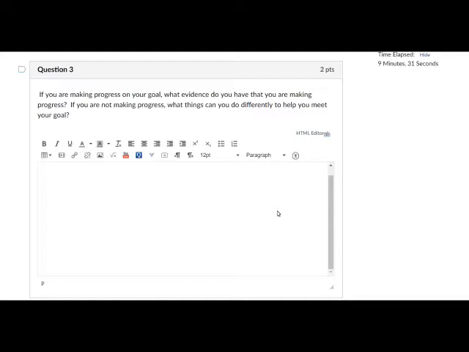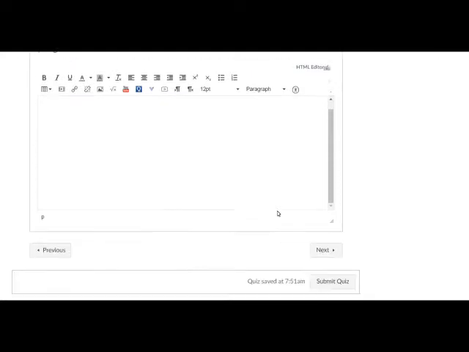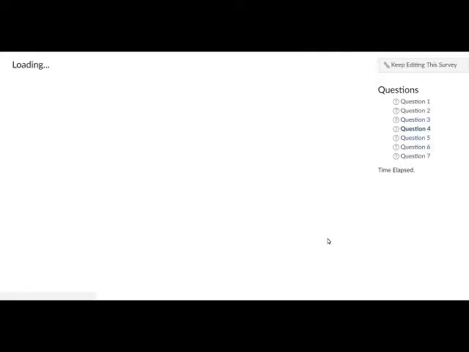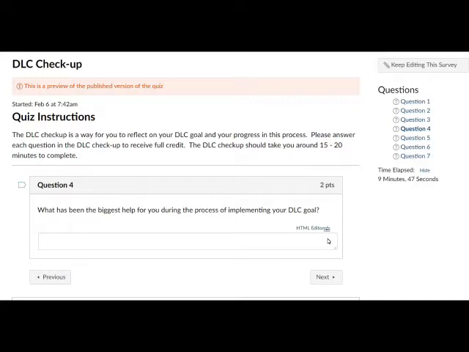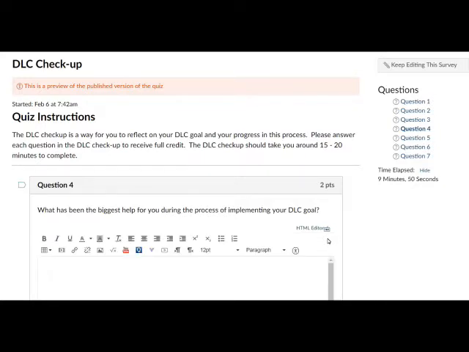So that's when we talk about evidence and what do you have to justify that you're making progress. And so you'll want to look at the measurability piece of your goal, and is there anything to justify that you're meeting that goal? Then question 4, what has been the biggest help for you during the process of implementing your DLC goal?